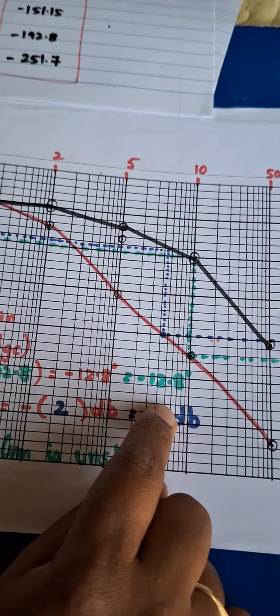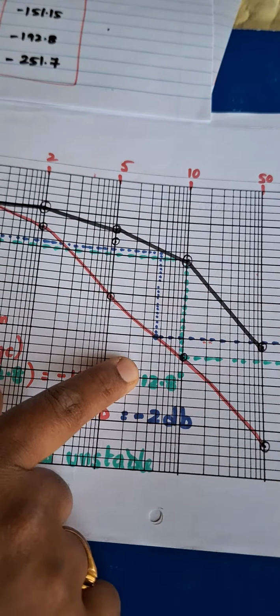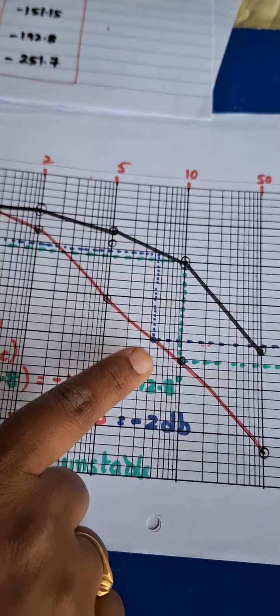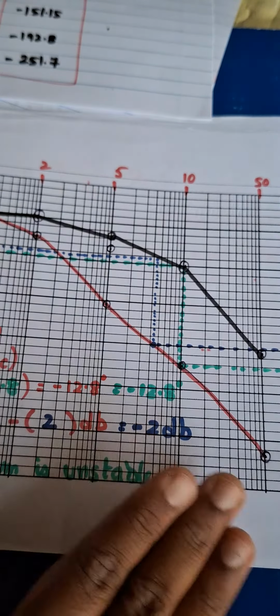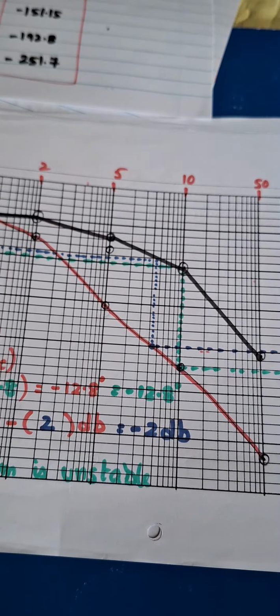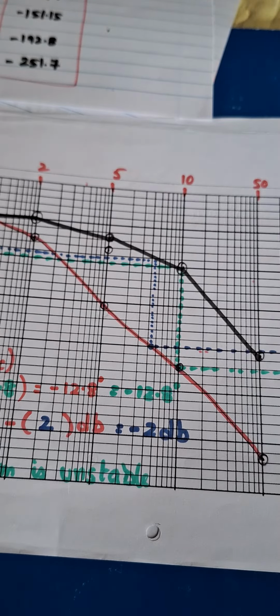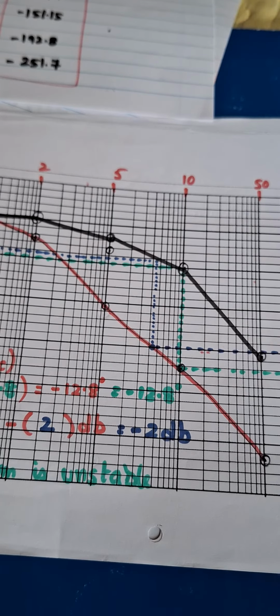Both are negative, so I will say the system is unstable. One positive, one negative: unstable. One negative, one positive: unstable. Only when both are positive is the system stable. If either one is negative, we can simply say the system is unstable. So this is the Bode plot.